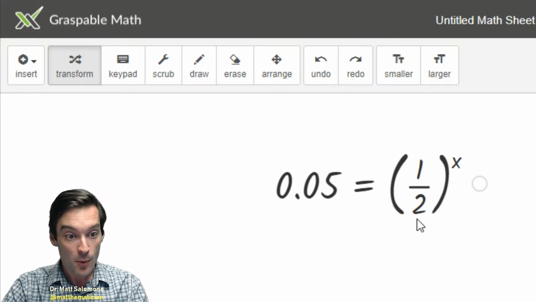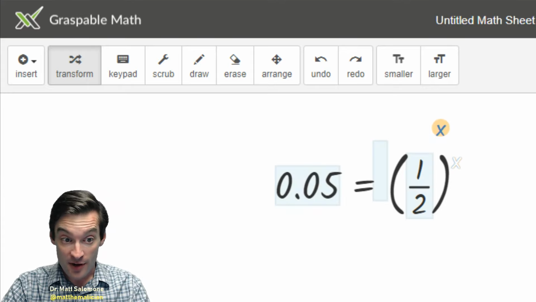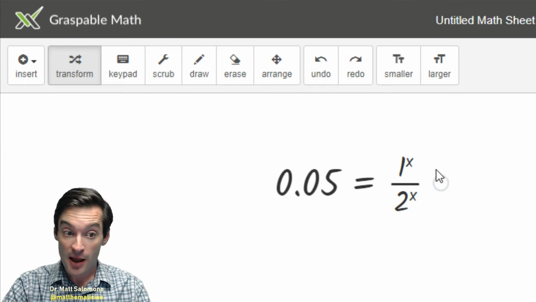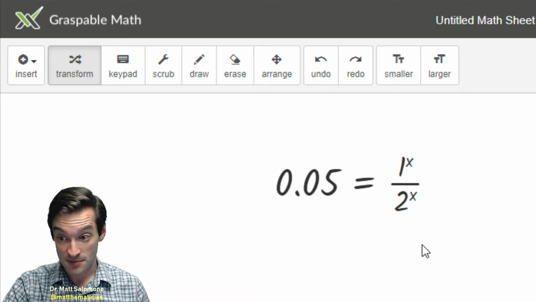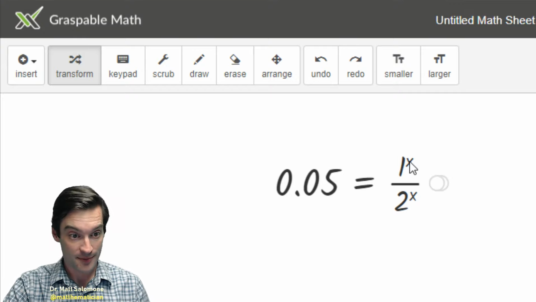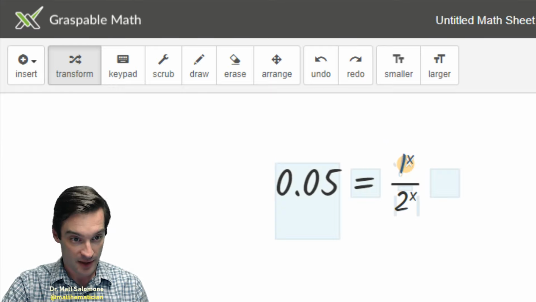Right? I'm raising 1/2, a fraction, to a power x. And the distributive property of exponents over multiplication and division tells me I can apply that power x to both the numerator and the denominator of that fraction. So I get 1 to the x over 2 to the x. Now I can take this x and raise 1 to the power x. Well, 1 to the power x is nothing more than just 1. So we know that this is just equal to 1 up here on top. And I have 2 to the x down here in my denominator that I can't really do much else with here.